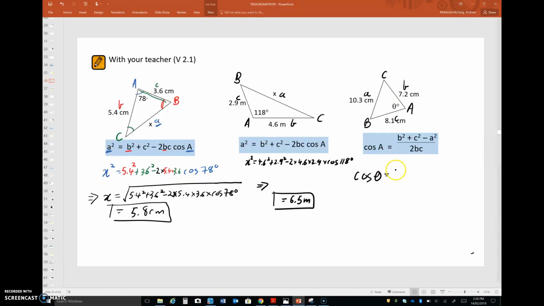And B is 7.2. C is 8.1. And A is 10.3 over 2 times B and C. So you'll start to see a pattern with this one when you practice it as well. So this time we want theta on its own. So we need this pesky cos to go over the other side. What does cos do on the other side? The opposite of cos is inverse cosine. So we take an inverse cosine of all that stuff there.